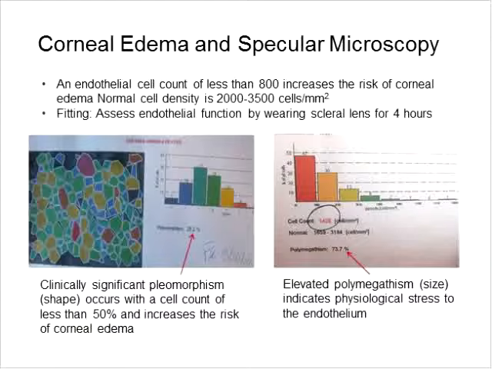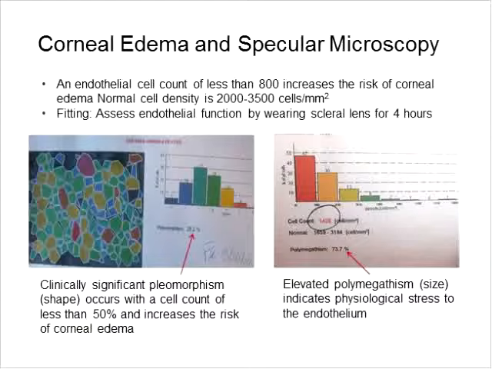Corneal edema and compromised endothelial function are contraindications to scleral lens wear because it increases corneal swelling. Specular microscopy assesses corneal endothelium, and endothelial cells that show variability in size and variability in shape are considered to be under stress and abnormal.